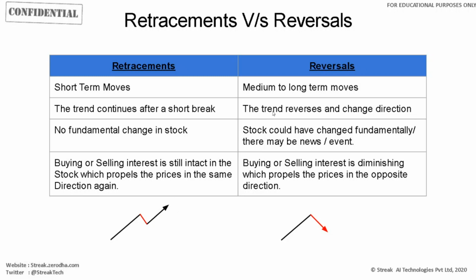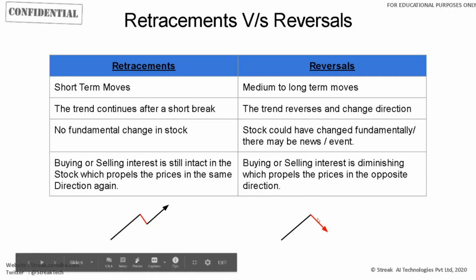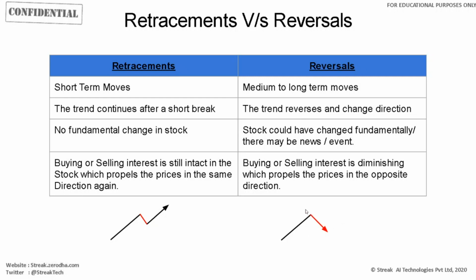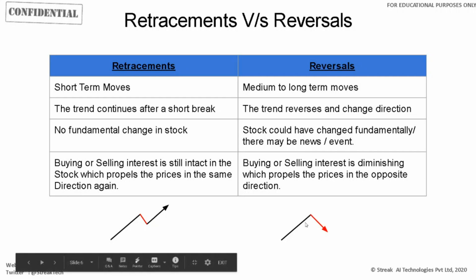In a reversal, on the other hand, the bullish power slowly diminishes, and you can see that the bears slowly take over the markets, which can be seen by the formation of rejection candles. The trend reverses and then continues in the downward direction for the medium to long term. This is how we can know that it is a reversal and not a retracement.